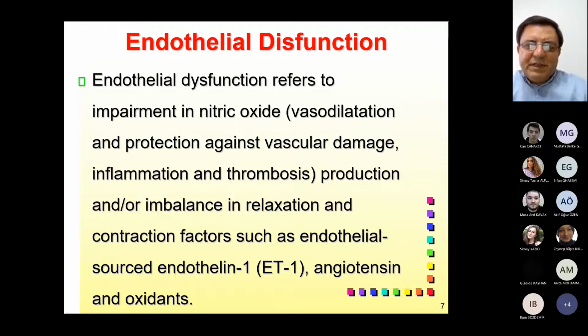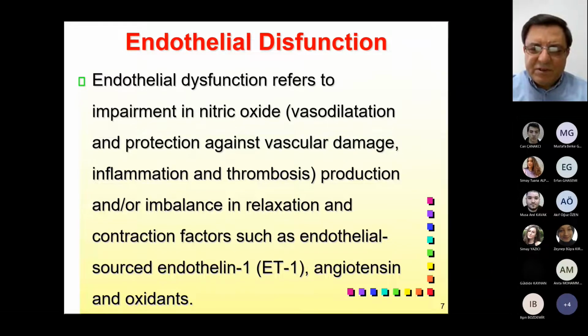And if you want to talk about any dysfunction in the endothelial part, this endothelial dysfunction is caused by an imbalance in the nitric oxide system. Here, nitric oxide is a kind of transmitter that provides vasodilatation and protection against vascular damage, and also against inflammation and thrombosis.